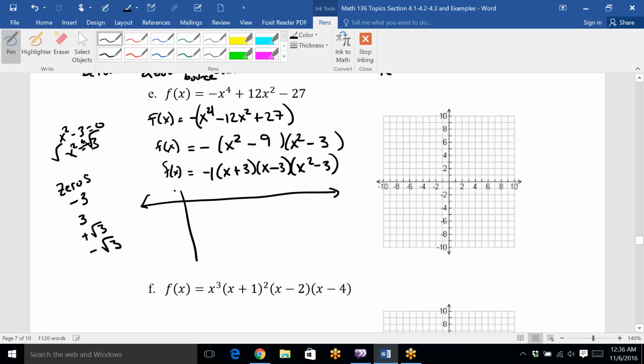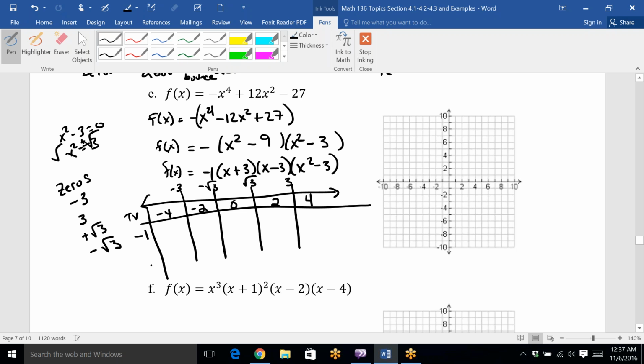So this would be, let's see, negative 3 would be smaller than negative square root of 3. Then we'd have square root of 3, and then positive 3, test values of negative 4. We could use negative 2 here, I believe. Yep, because square root of 4 would be 2. Here I would use 0, positive 2, and positive 4. We have to list our factors. We had a negative 1 that needs to be considered.